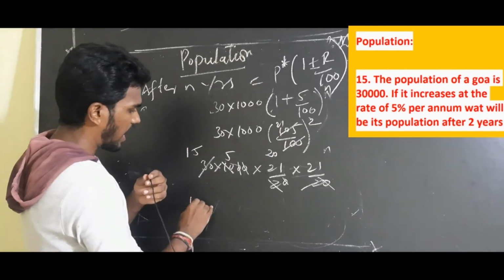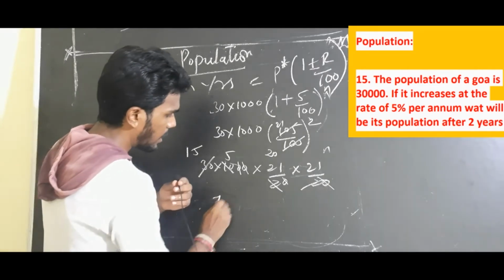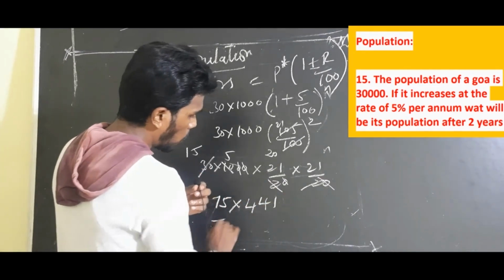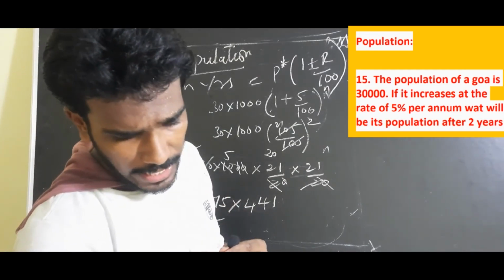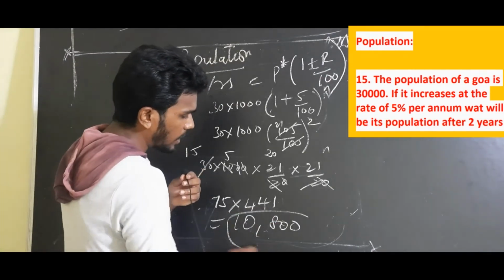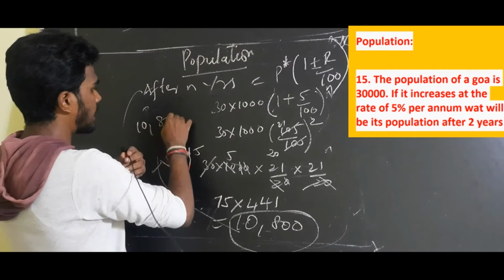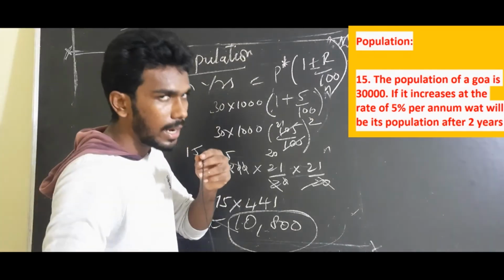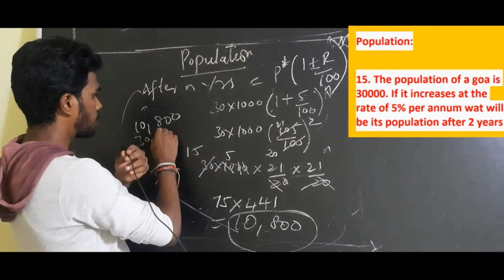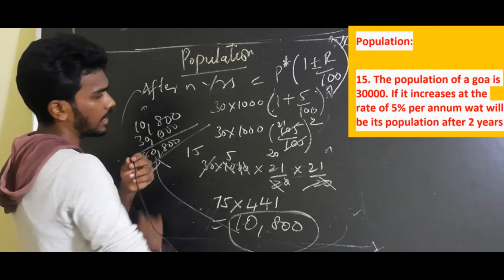So what is the data we have? 15 into 5. So 15 into 5 is obviously 75. 75 multiplied with 21 into 21 is 441. So when I solve this, I get an answer of 10,800. So what is the population increase? The population is increased by 10,800. So what will be the population after 2 years? This value should be added to 30,000. So I get 40,800 as the result.